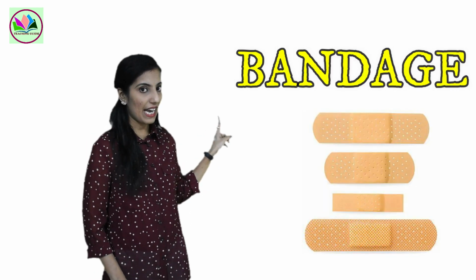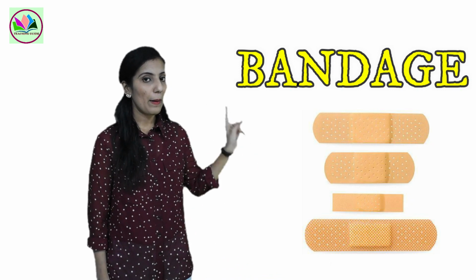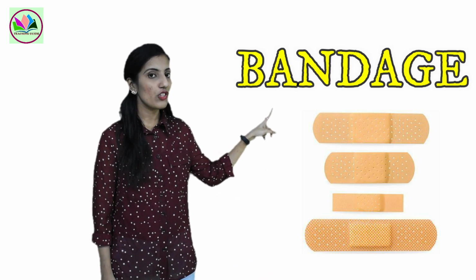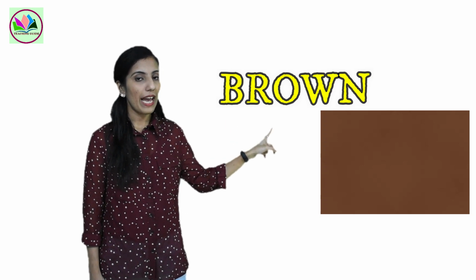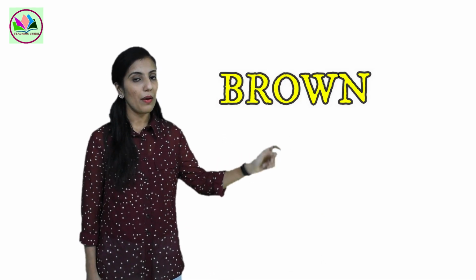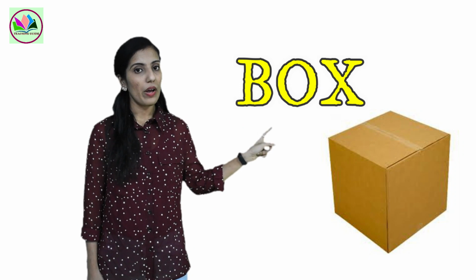So here we come across two words that start with the letter B. B-A-N-D-A-G-E, bandage. Brown, B-R-O-W-N, brown. Box, B-O-X, box. So this was a story of Bob.